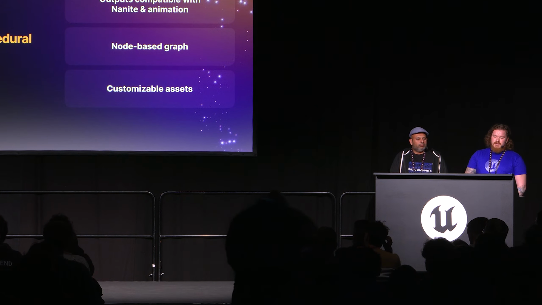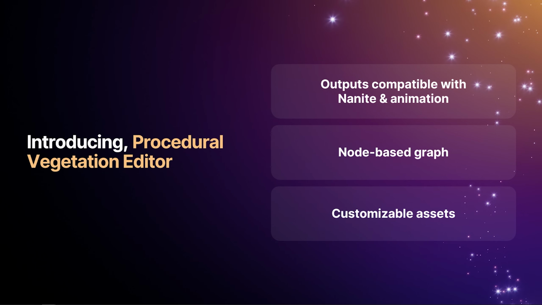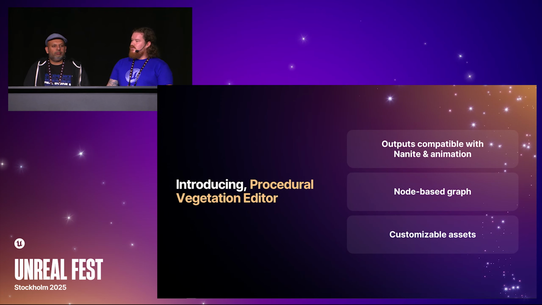So, introducing the Procedural Vegetation Editor, or PVE for short, which may be a term you all know pretty well already, which will be available as an experimental plugin for 5.7. In this first iteration, it will focus on generating outputs that are compatible with Nanite assemblies, voxels, and animation using the dynamic wind system. It features a node-based graph editor with parametric controls. And for its first experimental release, it will mostly focus on supporting customizing assets from presets.